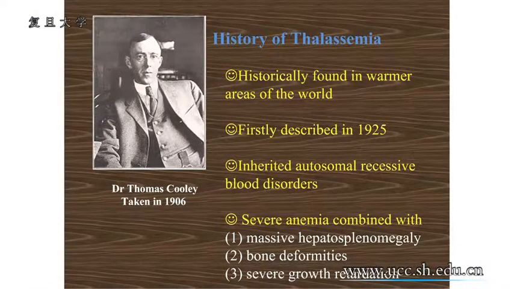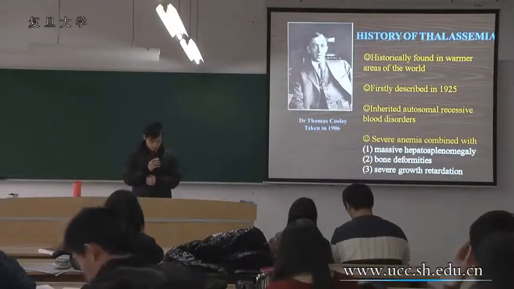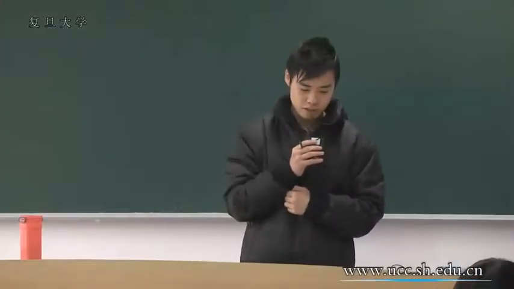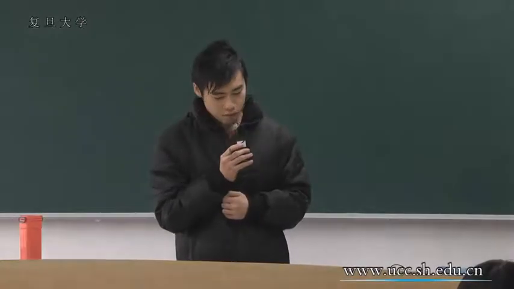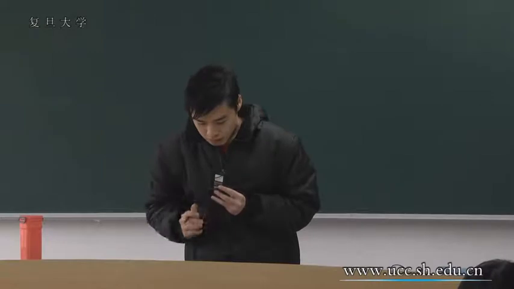Thalassemia is found in warmer areas of the world and was first described in 1925. Dr. Thomas Cooley was an American pediatrician and hematologist and professor of hygiene and medicine at the University of Michigan and Wayne State University. And he could speak 4 languages.